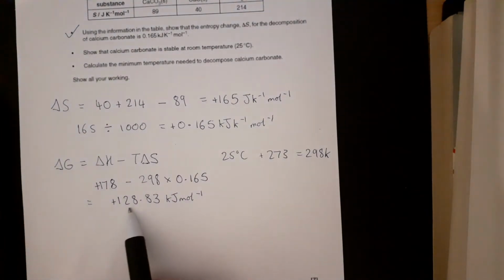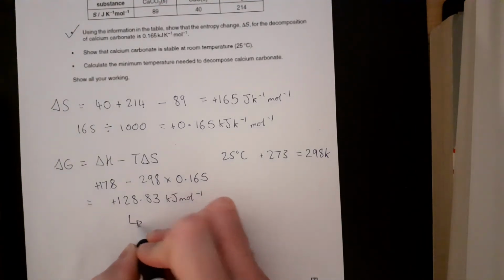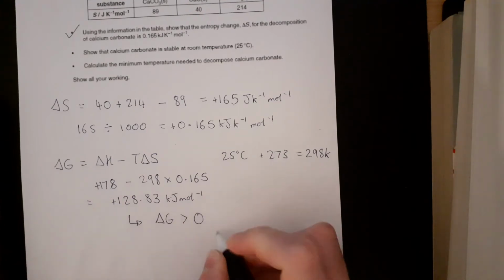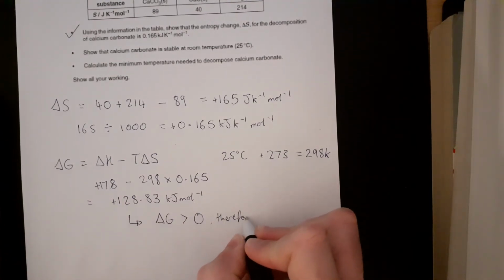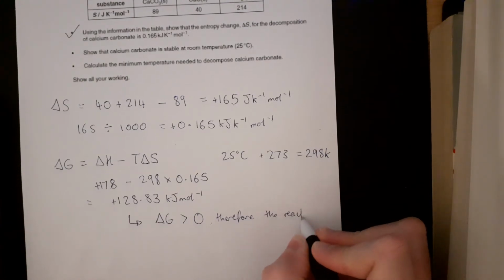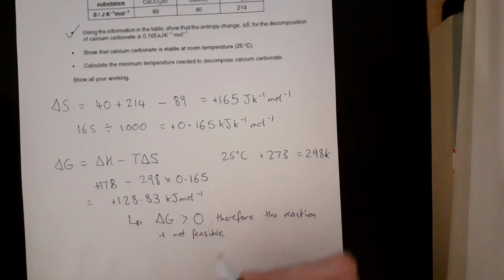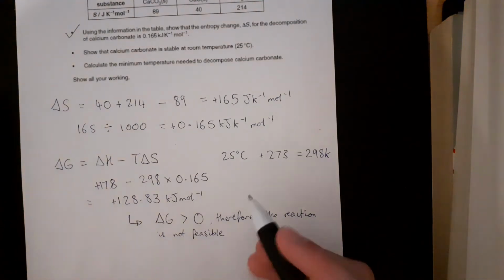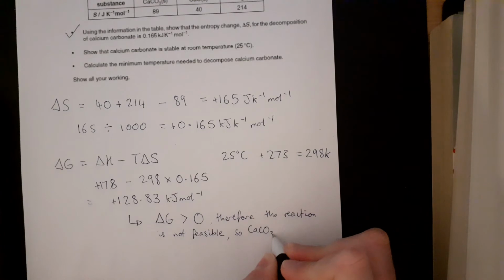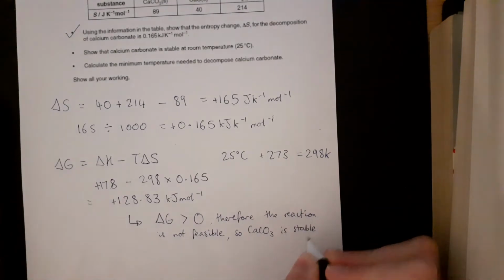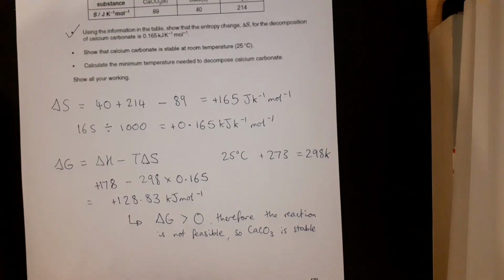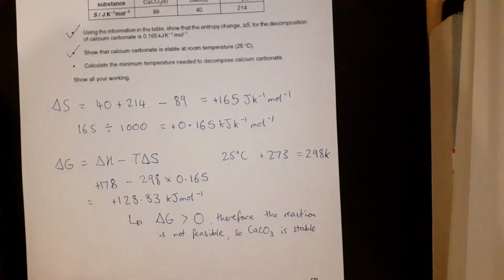So if delta G comes out as plus 128 or plus 129, if you round it up, what does that tell us? That shows us that this reaction is not feasible, because from there we can see that delta G is greater than 0. So therefore, the reaction is not feasible. Remember, for a reaction to actually be feasible, we need to have delta G be negative. So the reaction is not feasible, so calcium carbonate is stable. It's not going to do its thermal decomposition. So that's that bit. We've done that, show that it's stable at room temperature.